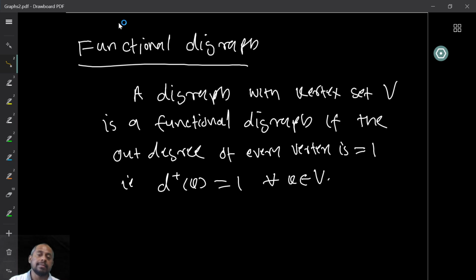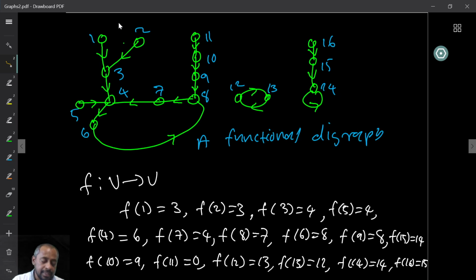So every vertex has out degree exactly 1, then we say that the graph is a functional digraph. Now, why is it called functional digraph? Well, let us look at an example. So here is a functional digraph, right? If you look at any vertex, like 1, 2, 3, 4, 5, 6, 7, each of them has exactly one outgoing edge.